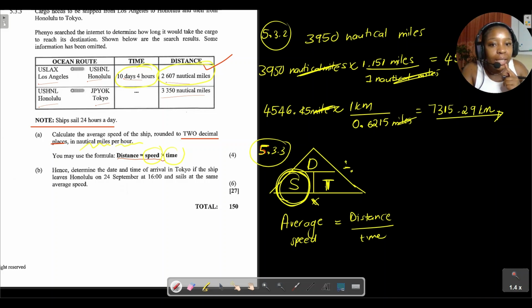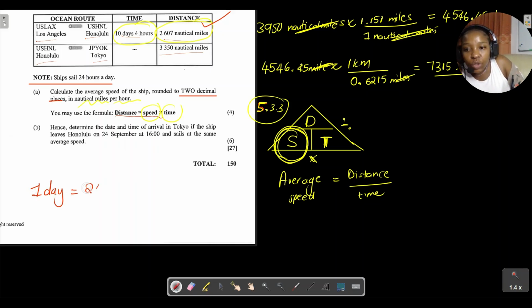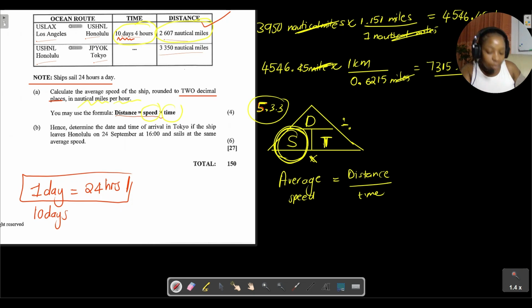So that already tells us that we need to convert our time, so that it's not just in days and hours, but just in hours. So how can we convert that? How many hours do you have in one day? 24 hours. So I want to convert these 10 days to hours. I've got an equation that I've created for myself: multiply by what I want, divided by what we have.